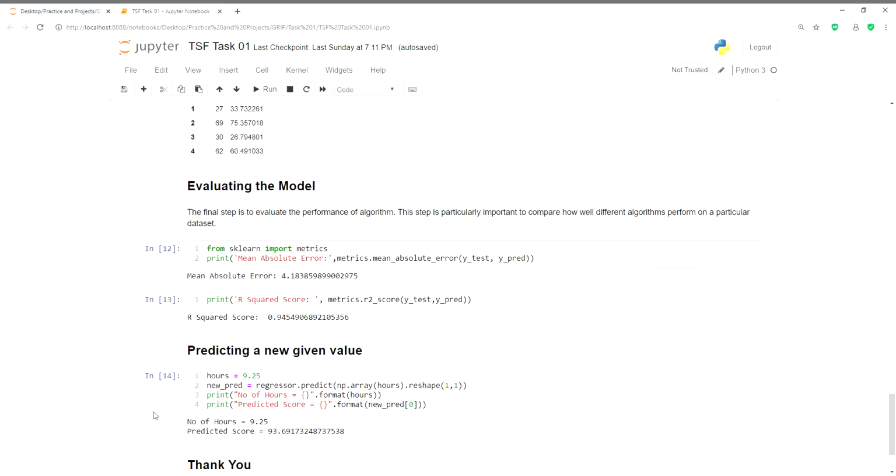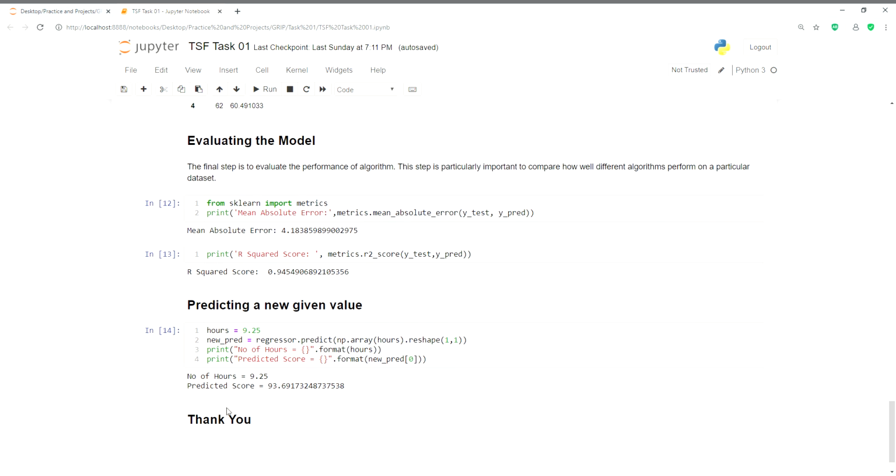After that, our task was to find the score for 9.25 hours, which is 93.69.